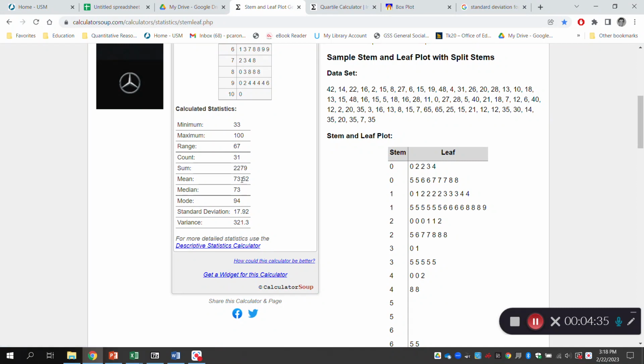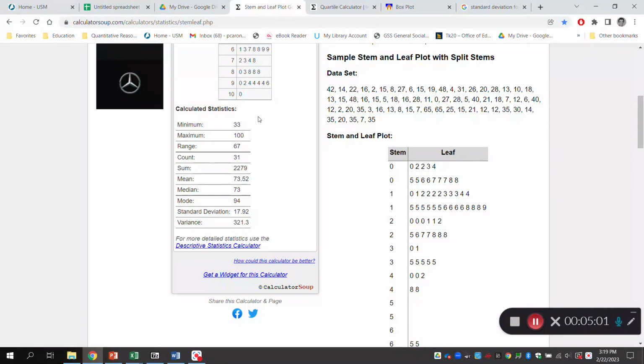It also gives you the mean, the median, and the mode. The mean is the arithmetic mean out of all of these numbers. So whatever this data set represents, the mean is 73.52. The median is the number in the middle, that's 73. We'll talk more about that in a few minutes. The mode, 94, means the number that appears the most. Standard deviation is 17.92. We'll talk about that later.